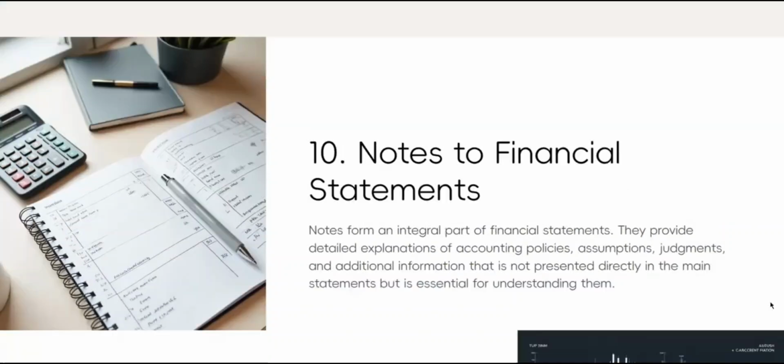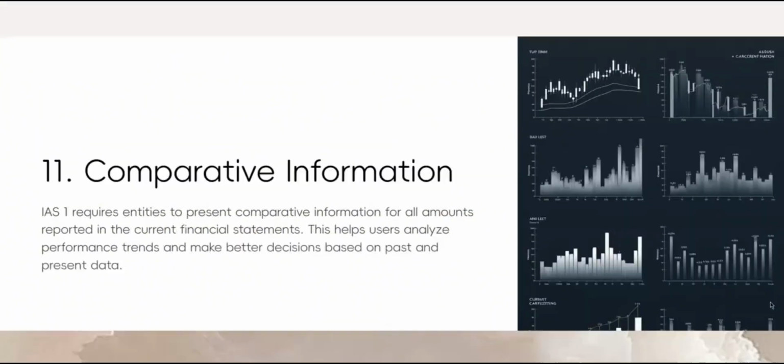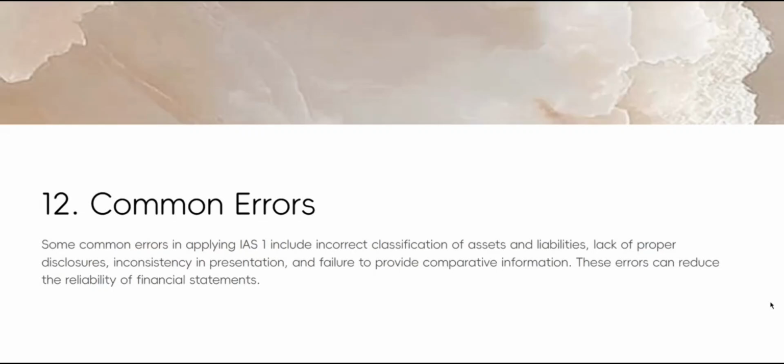Now, let's discuss some common mistakes. Now, talk about common errors, right? One common mistake is incorrect classification of assets and liabilities. Another is lack of proper disclosure. Sometimes companies also fail to maintain consistency in presentation, and many times comparative information is missing. All these mistakes reduce the reliability of financial statements.